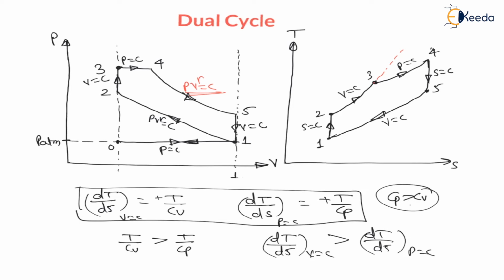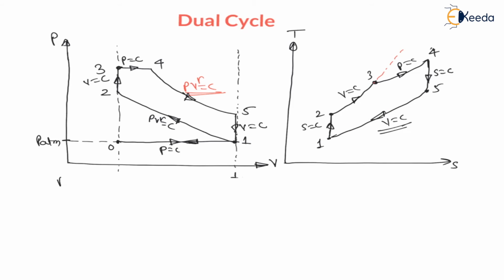At constant volume heat will get rejected from the system. Therefore this is a TS diagram. On the TS diagram, 1 to 2 is reversible adiabatic, that is isentropic compression, 2 to 3 is constant volume heat supply, 3 to 4 is constant pressure heat supply, 4 to 5 is reversible adiabatic, that is isentropic expansion, and 5 to 1 is constant volume heat rejection. So here I am writing various processes on PV and TS diagram.